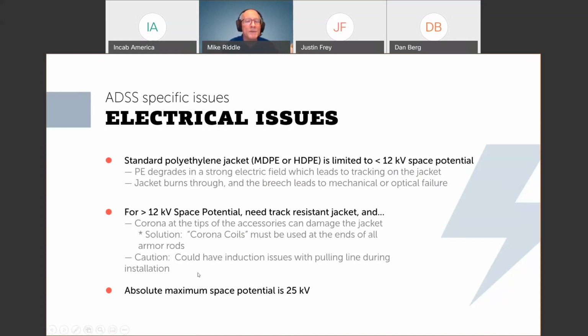You could also have some induction issues on your pulling line during installation if you're installing a tracking resistant ADSS on a high voltage transmission line live. So you have to be careful about that too. And even when you're using a track resistant jacket, the maximum that you can get to is 25 kV.